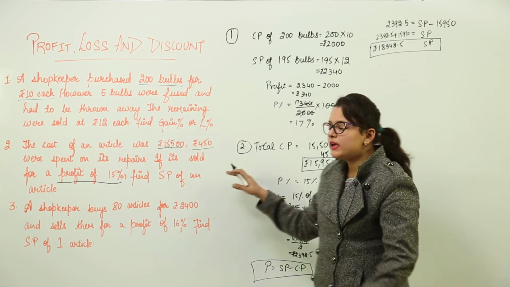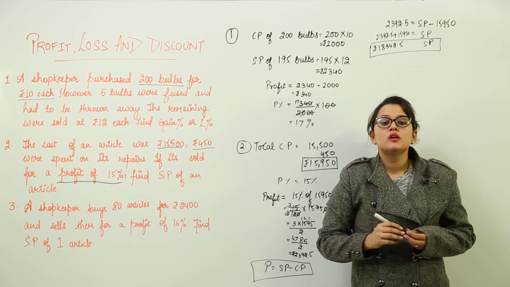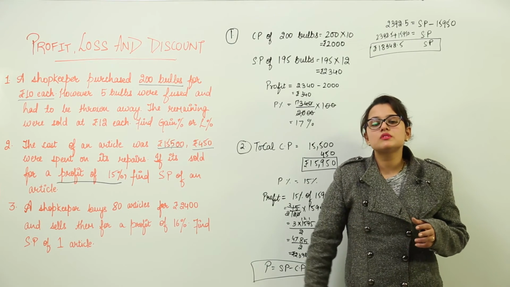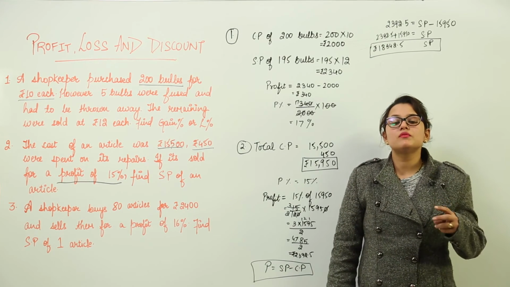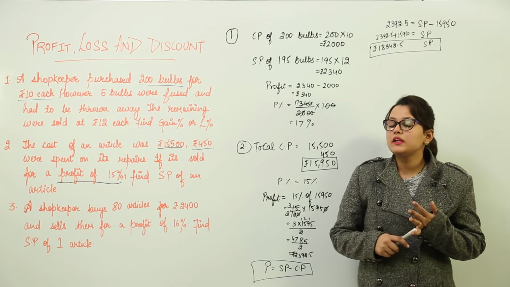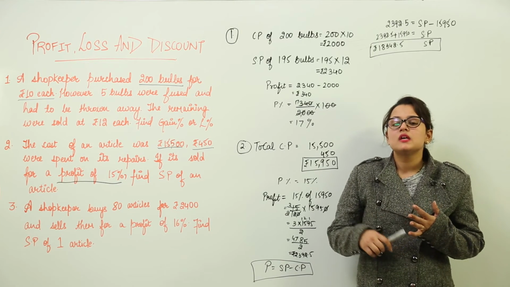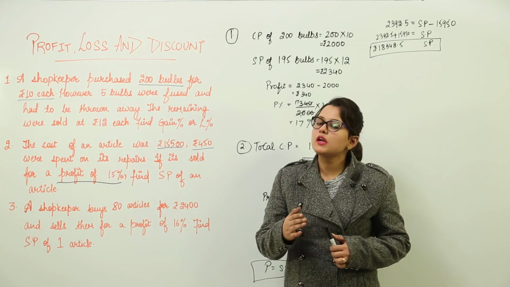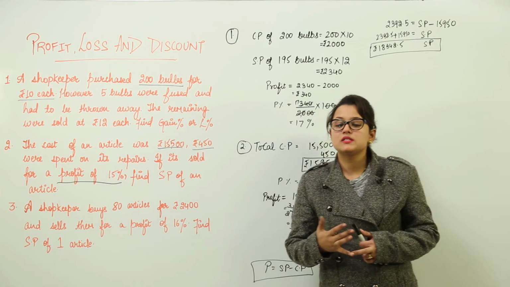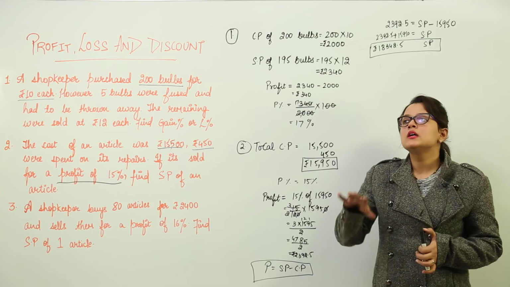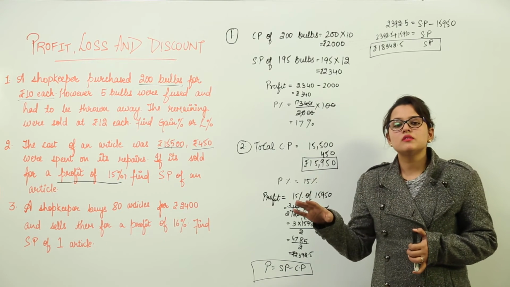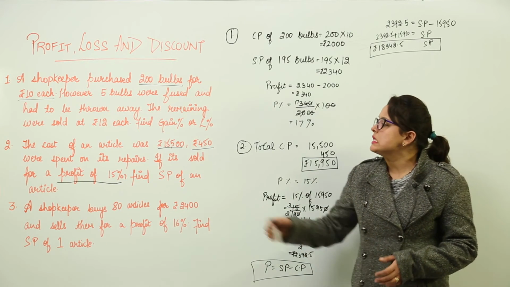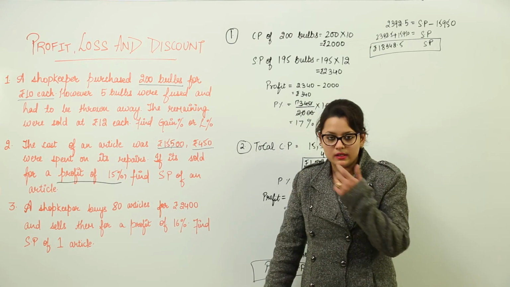Understood? See, you might come across such questions in which CP is given and profit is given. You might have to find out the selling price. The other questions could be in which you will be given loss and CP and you have to find out the selling price. The simpler questions would be like selling price is given, cost price is given, and you might be required to find out the gain percent or loss percent directly.